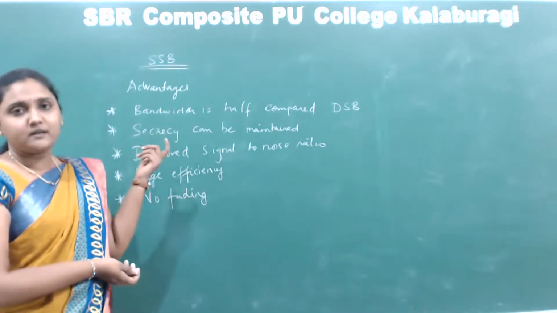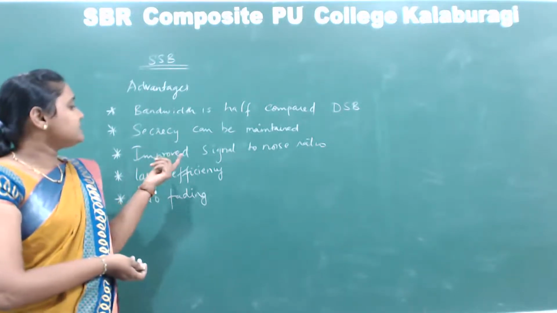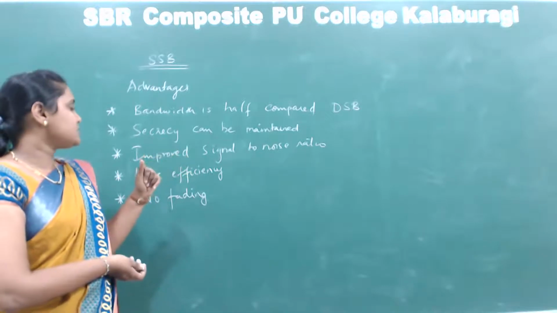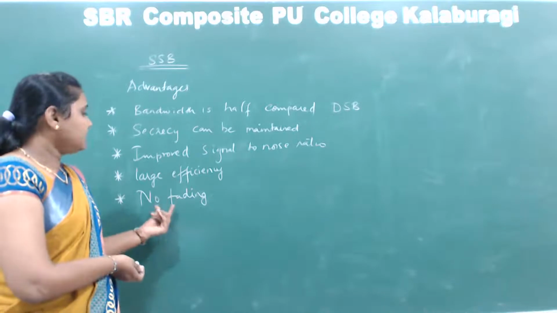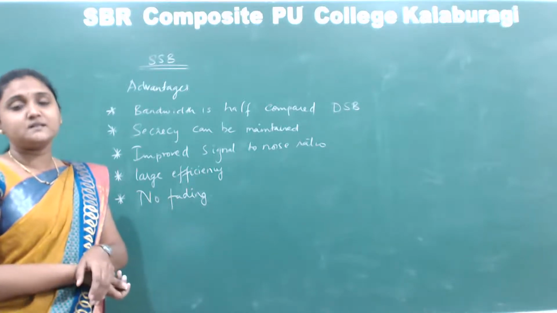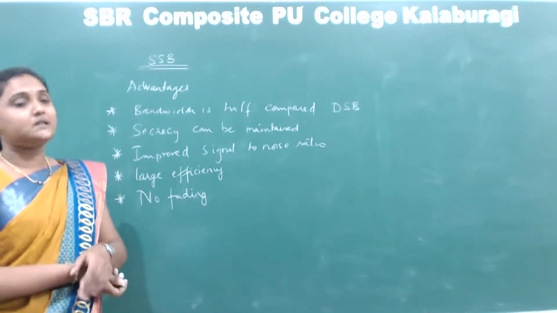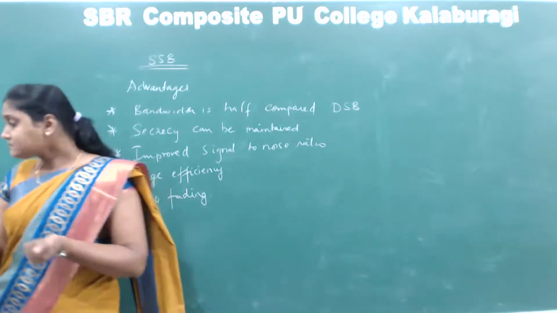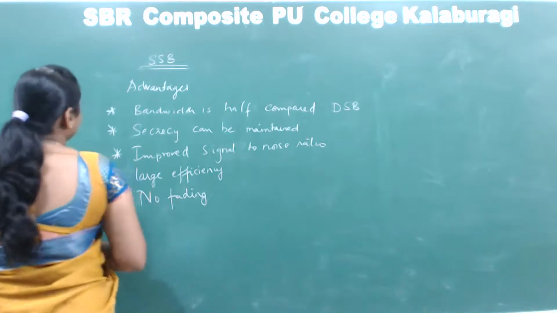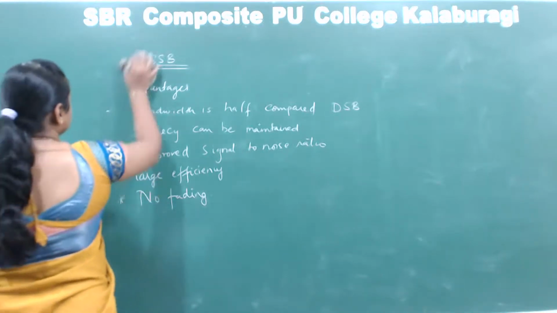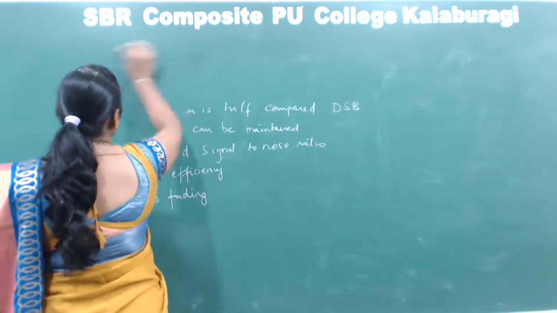Secrecy can be maintained. Improved signal to noise ratio. Now, signal to noise ratio is also going to be improved. Large efficiency and no fading of the signal. That means reduction in the strength of the signal can be avoided. Fading can be avoided. These are the advantages of SSB.